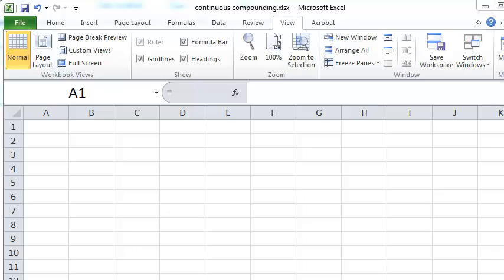Hello and welcome to the screencast on compound interest. Let's take a look at what exactly is compound interest.